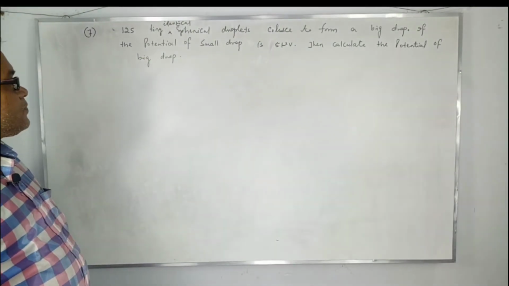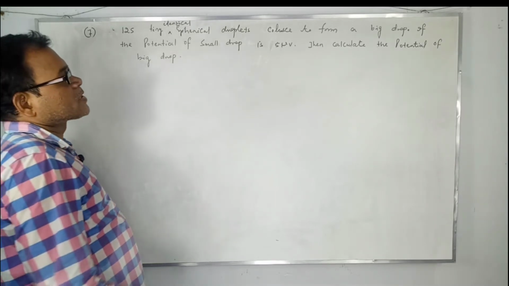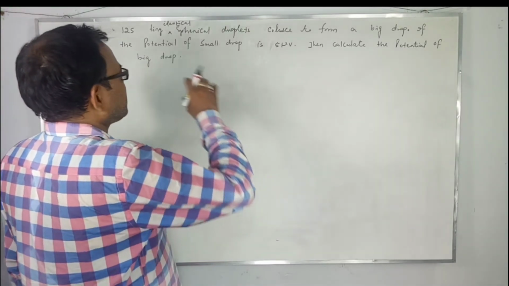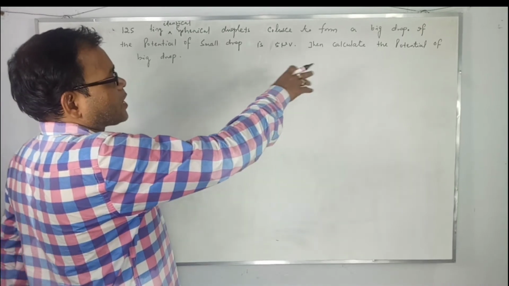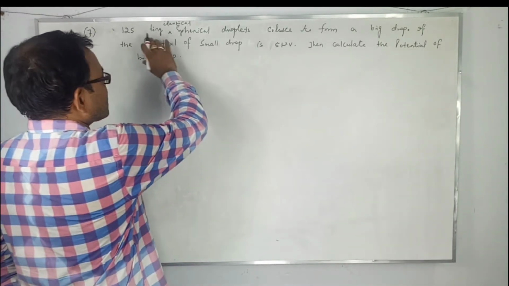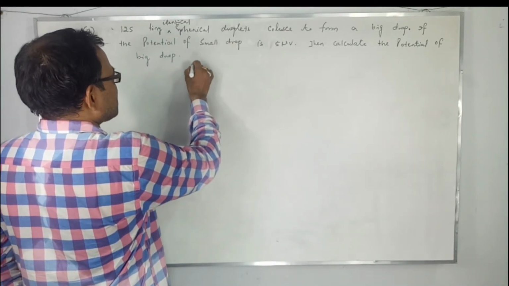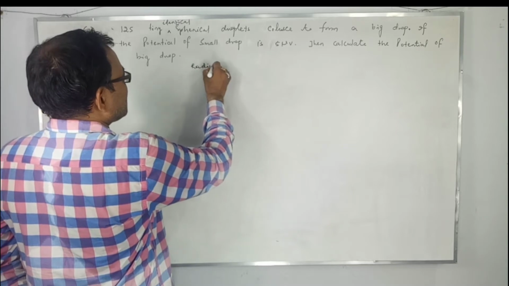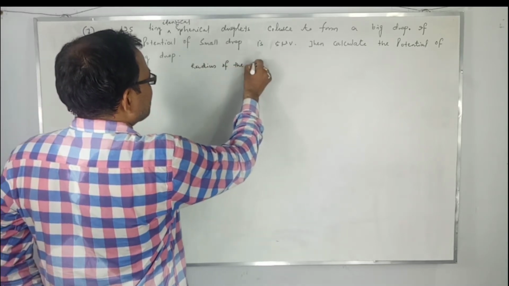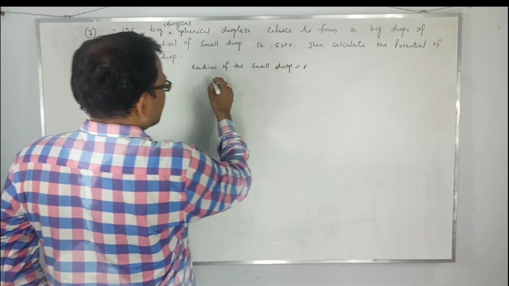Question number 7. Next question. 125 tiny identical spherical droplets coalesce to form a big drop. If the potential of small drop is 5 mu volt, then calculate the potential of the big drop. In this question, there are tiny identical spherical droplets. Let radius of the small drop is equal to small r.